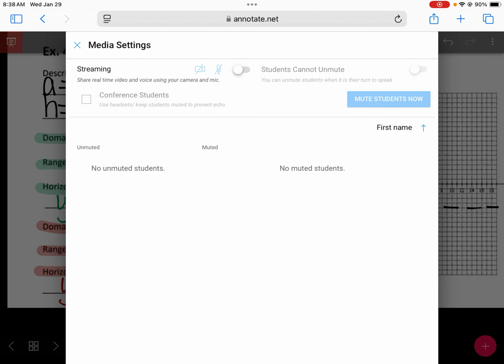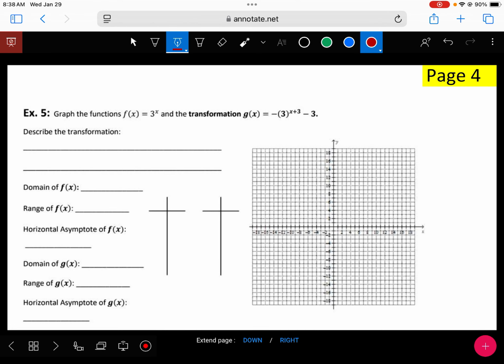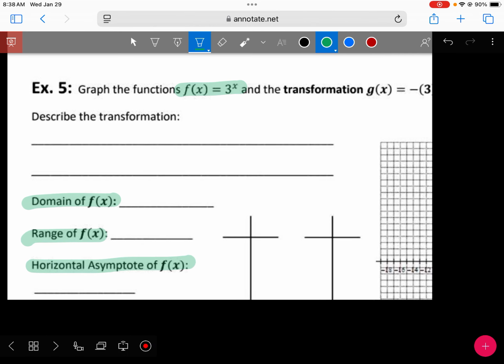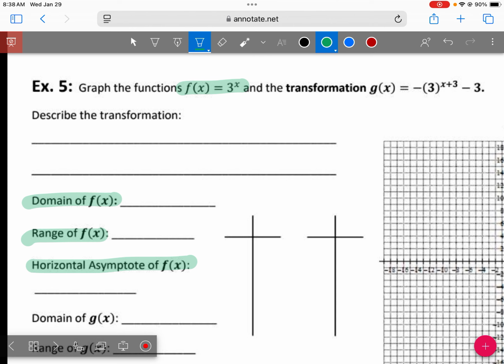I'm going to graph that in green. Oops, wrong thing. Okay, so now I changed it to a base of 3. All the information you see highlighted in green is for a parent. Your domain is all real numbers. Your range will be y is greater than 0. Your horizontal asymptote is y equals 0 because the parent has a k value of 0.